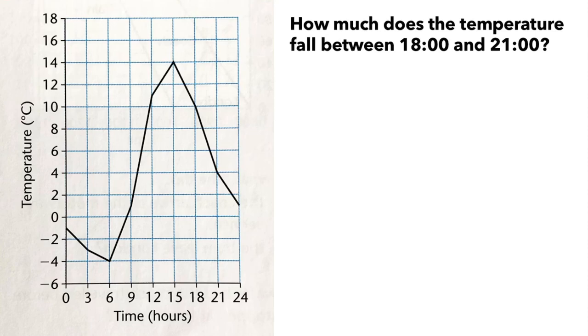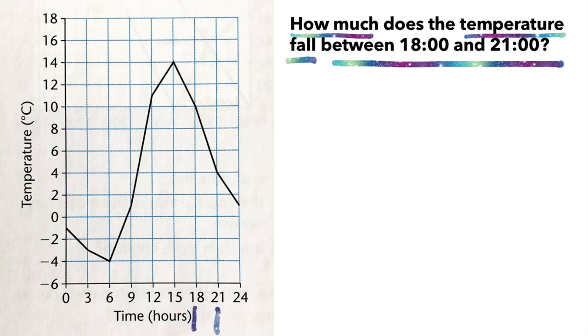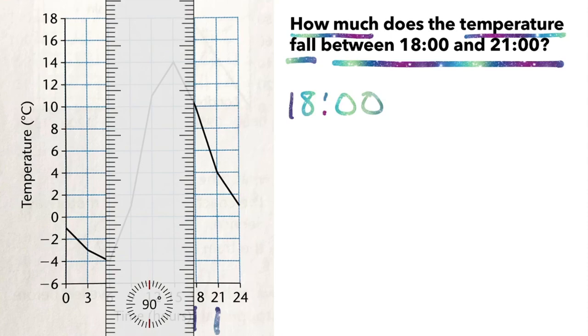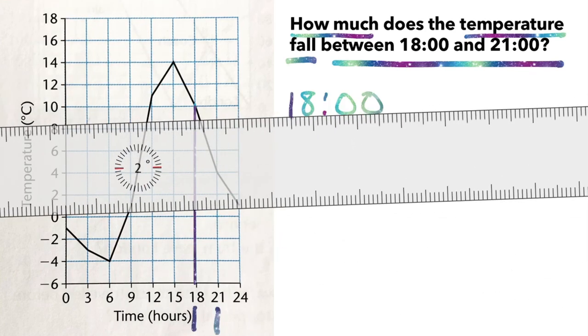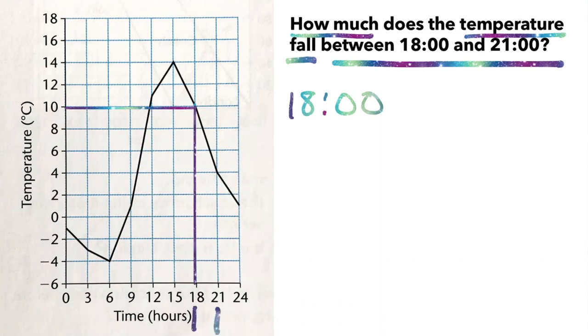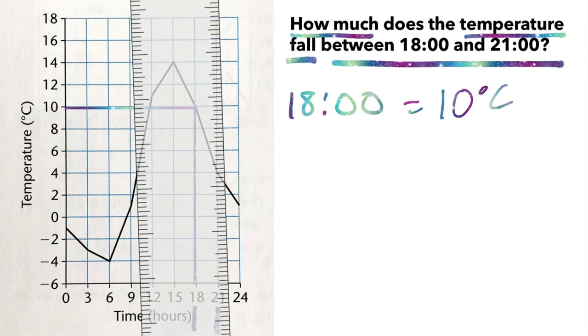Next question. How much does the temperature fall between 1800, that's 6 o'clock, and 2100, that's 9 o'clock? Okay, so again, how much temperature fall between these times. This time we're looking between here and here. So let's find the temperature at 1800 and at 21 again. So let's use the ruler, find the temperature at 18, which is here, and across to here. Okay, so it's 10 degrees Celsius. And now repeating the same thing.